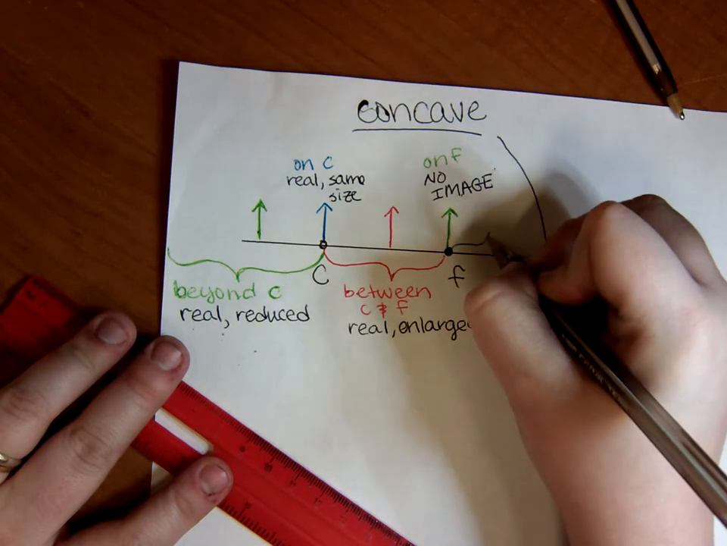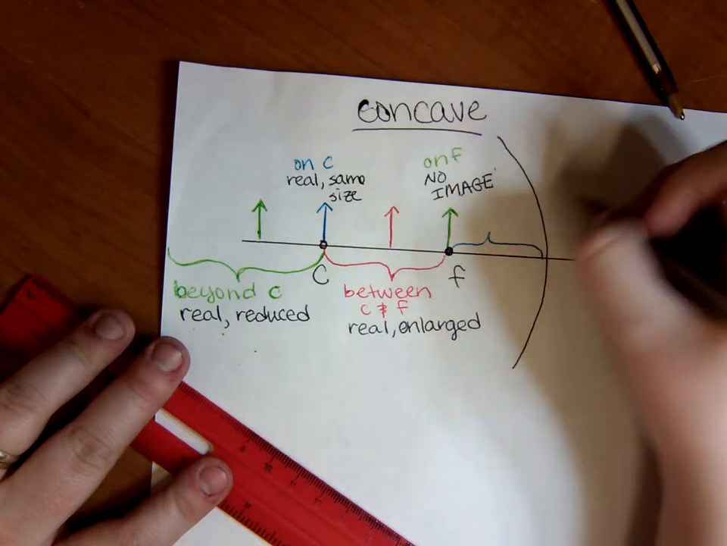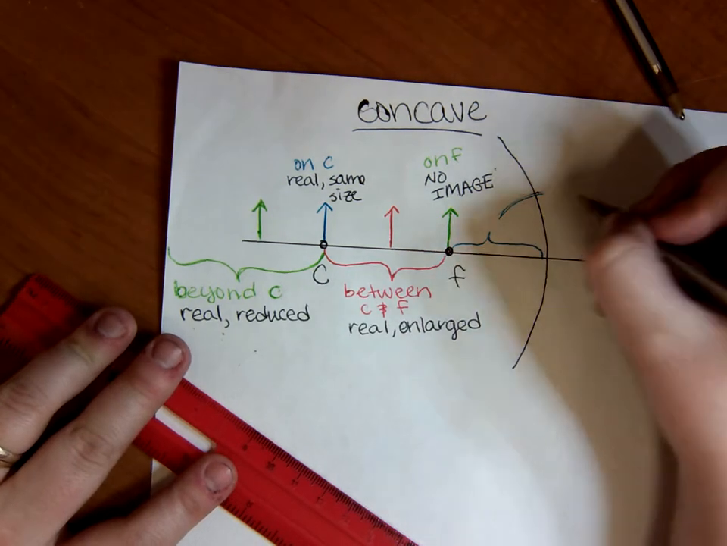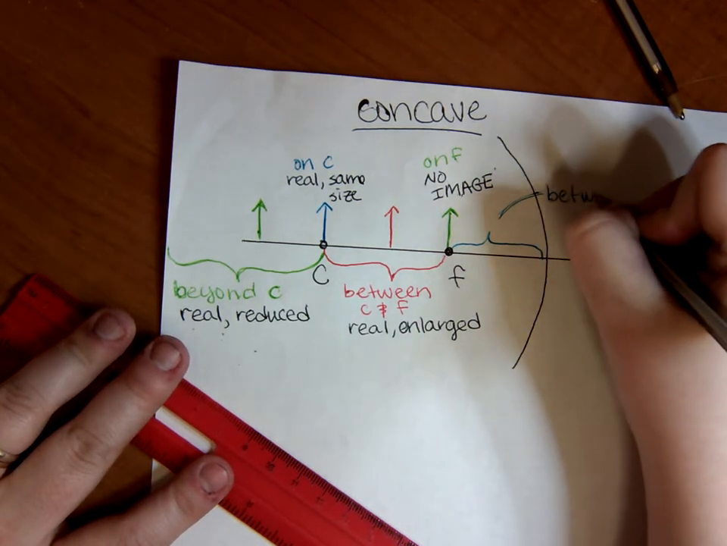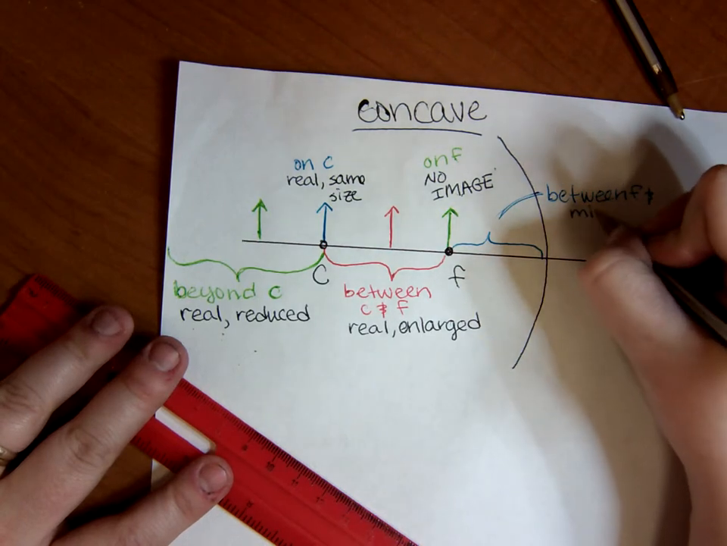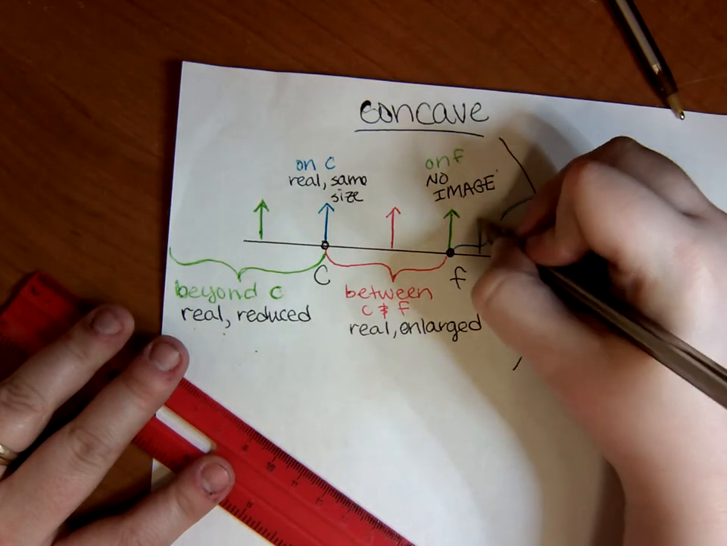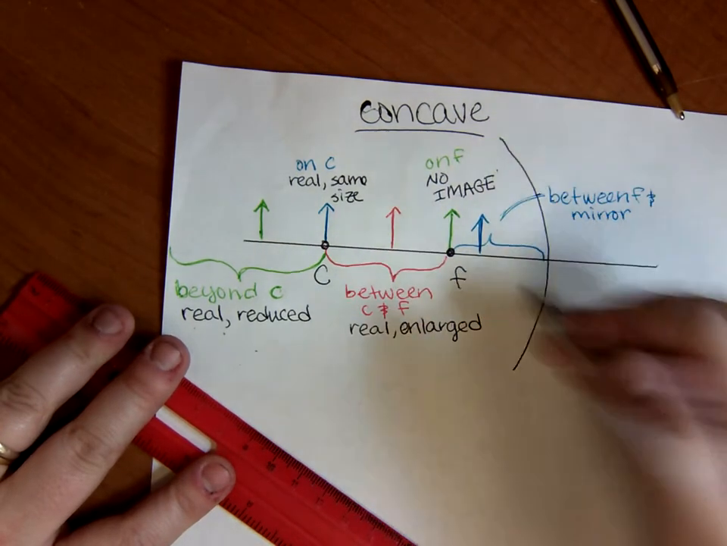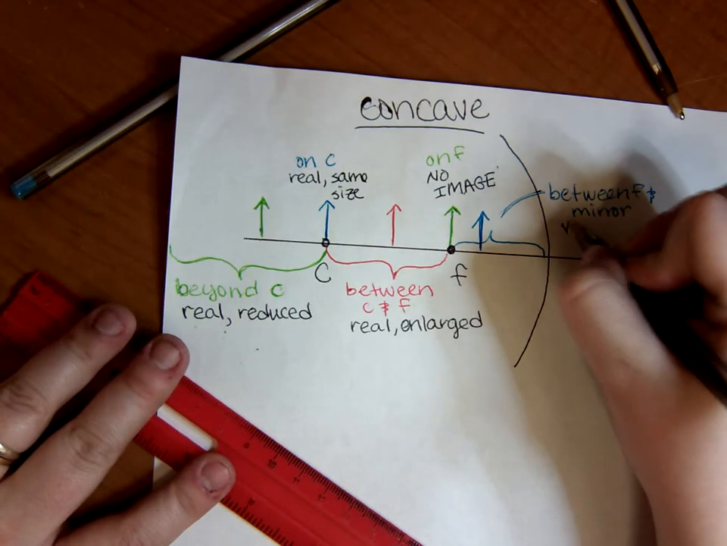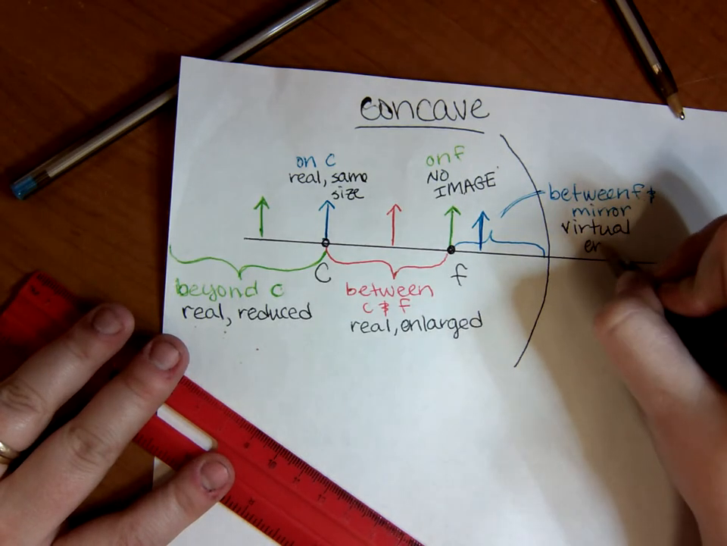Then we have this last area, right over here where I have a little more room. If we're between the focal point and the mirror, if our object falls between the focal point and the mirror, then the image is going to be virtual and it's going to be enlarged.